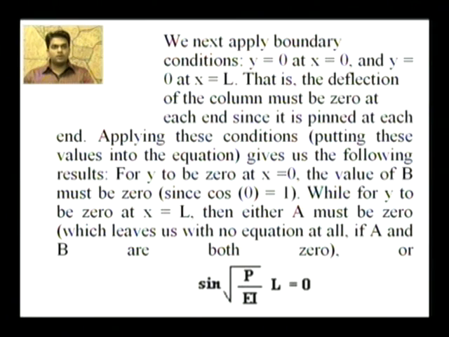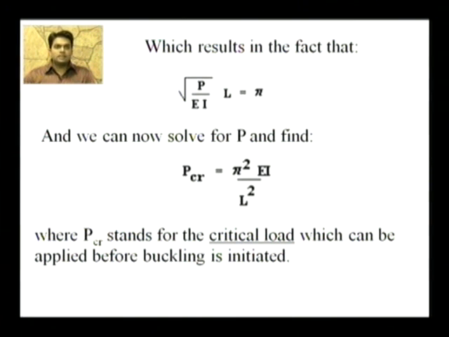For y to be 0 at x equal to 0, the value of B must be 0 since cosine 0 is equal to 1, while for y to be 0 at x equal to L, either A must be 0, which leaves us with no equation at all if A and B are both 0, or sine under the root P by EI multiplied by L is equal to 0, which results in under the root P by EI multiplied by L is equal to pi.